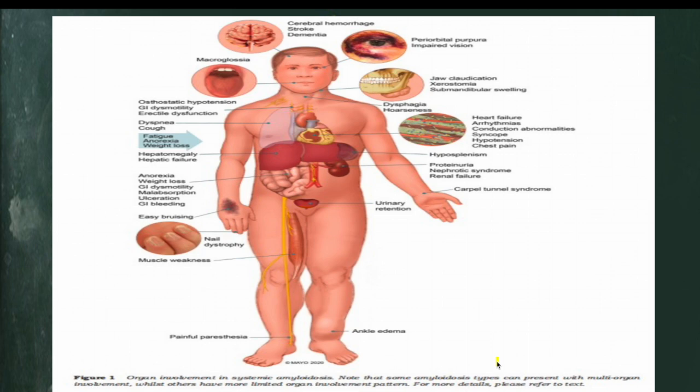Now this picture shows the organ involvement in systemic amyloidosis. In the brain, it can cause cerebral hemorrhage, stroke, dementia. In the eyes, it can cause periorbital purpura, impaired vision. In the mandible, it can cause jaw claudication, xerostomia, and some mandibular swelling. In the tongue, it can cause macroglossia. Other features you can see from the picture are hypotension, erectile dysfunction, dyspnea, cough, fatigue, anorexia, weight loss, hepatomegaly, hepatic failure, easy bruising, muscle weakness, and nail dystrophy.